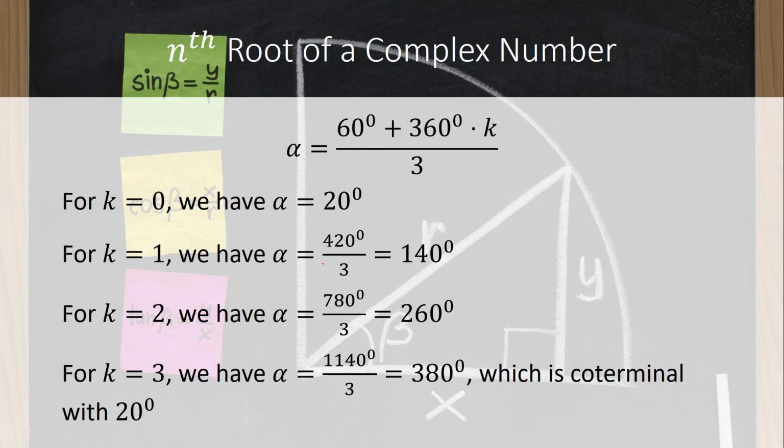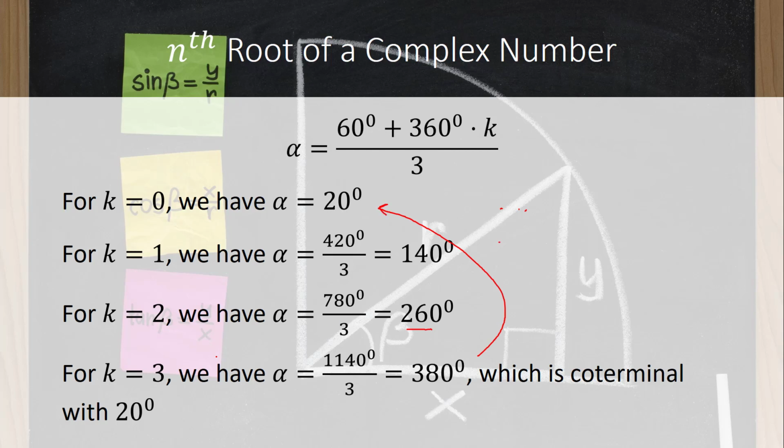What about when k is equal to 1? Well, then that's going to be 60 plus 360, which is 420, divided by 3 is 140. What about when k is equal to 2? Well, that's going to be 60 plus 360 times 2, which is 720. That's 780 over 3, which is going to give us 260. What about when k is equal to 3? Well, that is going to be 60 plus 360 times 3, which I believe is 1080. Yeah, 1080, divided by 3, which is 360 degrees, which, by the way, is coterminal with that.